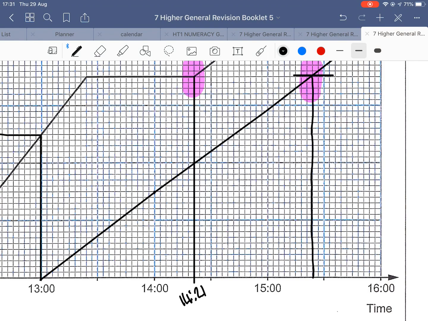Each one is 3 because obviously there are 60 minutes in an hour, and it goes 20 across. So 60 divided by 20 is 3. And this one, 1, 2, 3, 4, 5, 6, 7, 8. 8 threes. 18. 8 threes are not 18.